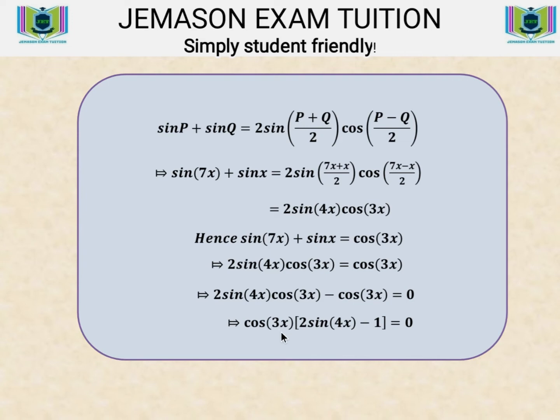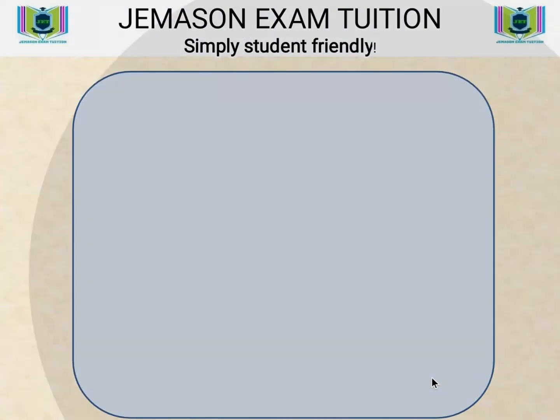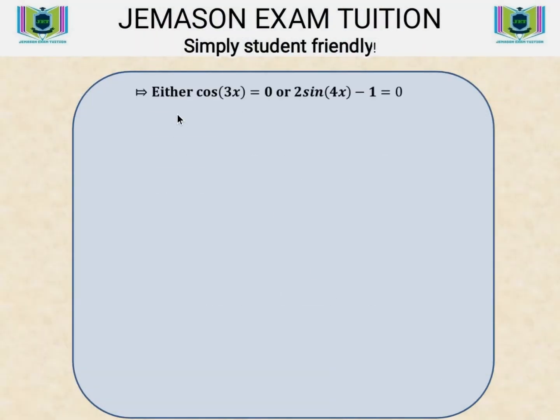And here we have the product of two factors being equal to 0. Whenever that happens, we have to equate each of the factors to 0, because if the product is 0, it is either the first of the factors is 0 or the second of the factors is 0.